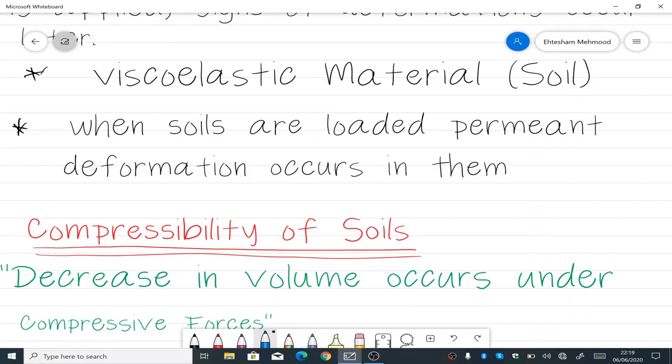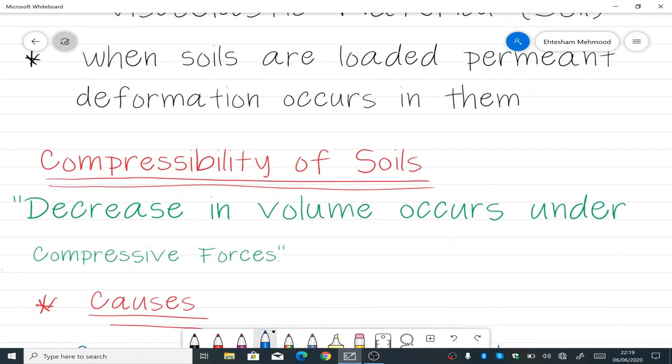Now we talk about the compressibility of the soil. As we have already seen, when soil is loaded, it will have deformation. So it will have some memory that indicates it has borne some amount of load in its past. By definition, compressibility is a decrease in volume that occurs under compressive forces.